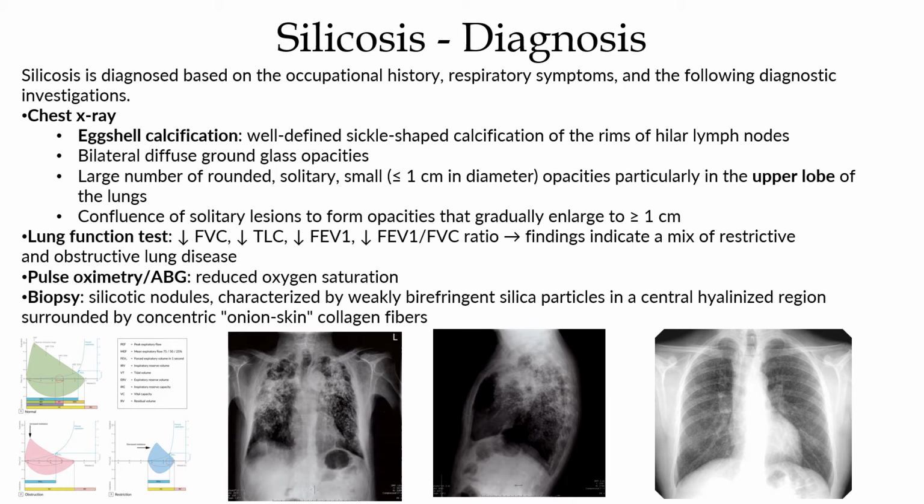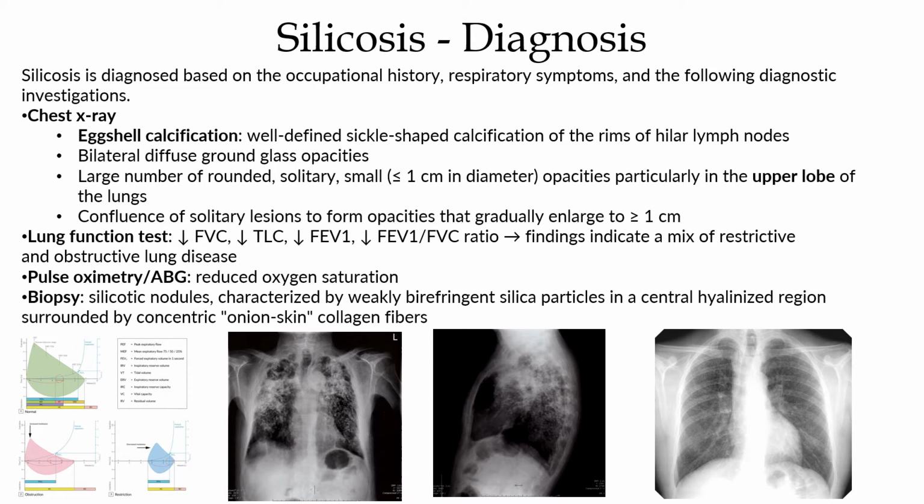Now, diagnosis of silicosis is based on the occupational history, respiratory symptoms, and the following diagnostic investigations. First of all, chest X-ray, which shows eggshell calcification, well-defined ring-shaped calcification of the rims of the hilar lymph nodes. Bilateral diffuse ground glass opacities, a large number of rounded, solitary, small opacities less than 1 centimeter in diameter, particularly in the upper lobes of the lungs. Confluence of solitary lesions from opacities that gradually enlarge to more than 1 centimeter.